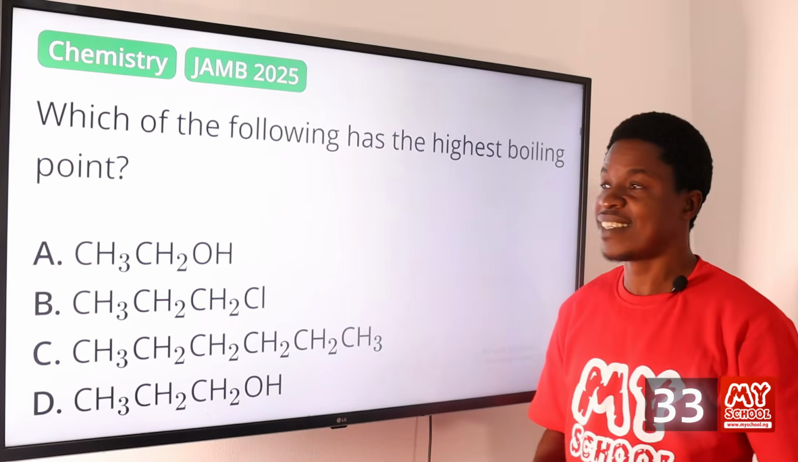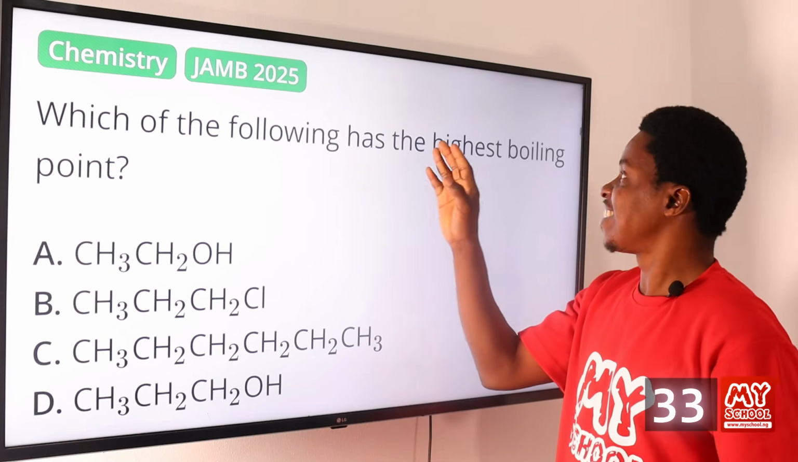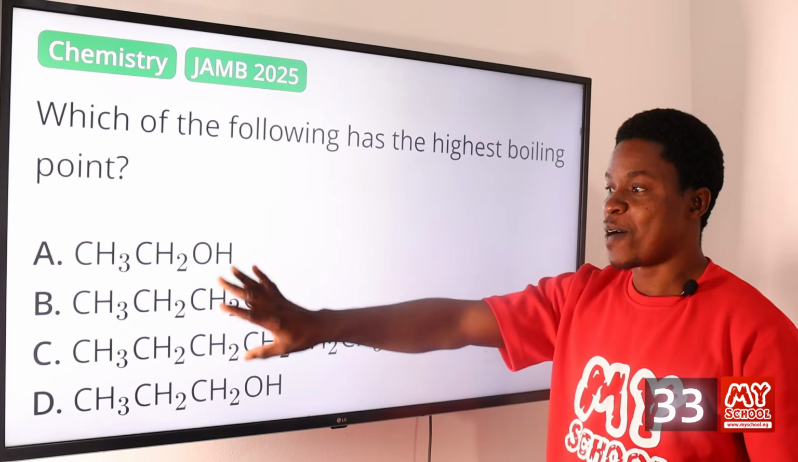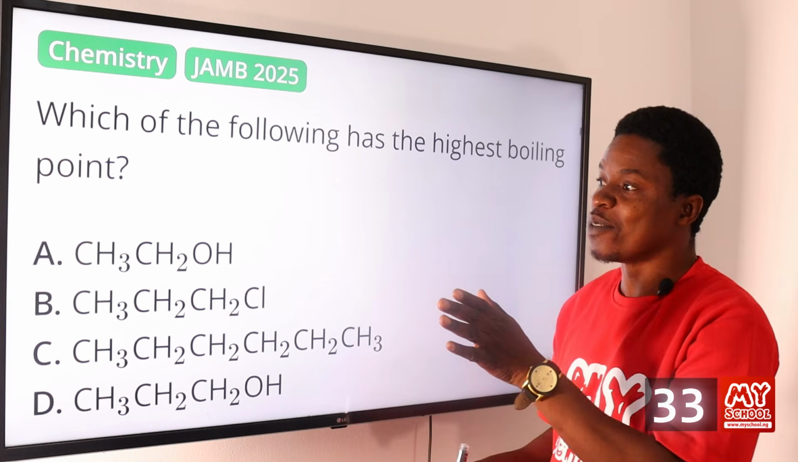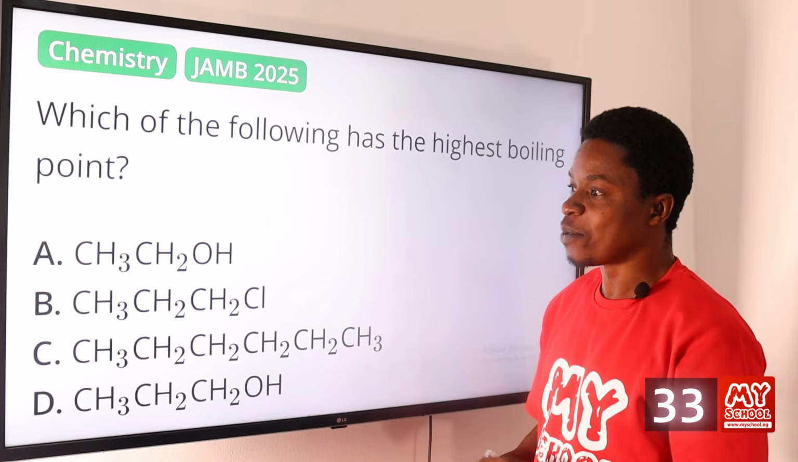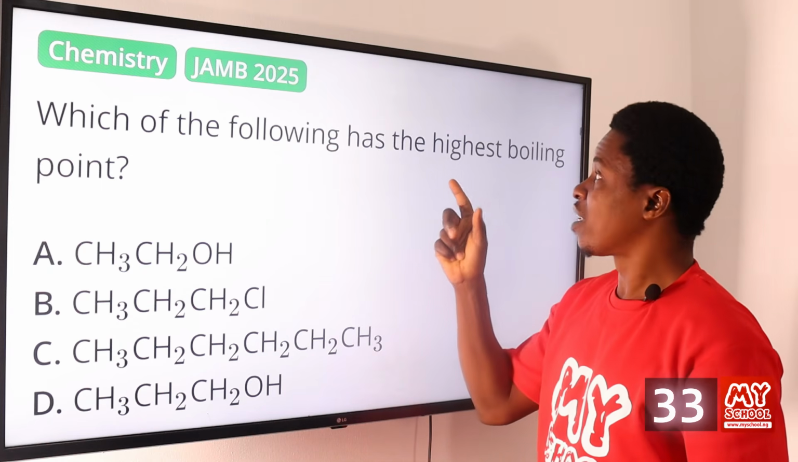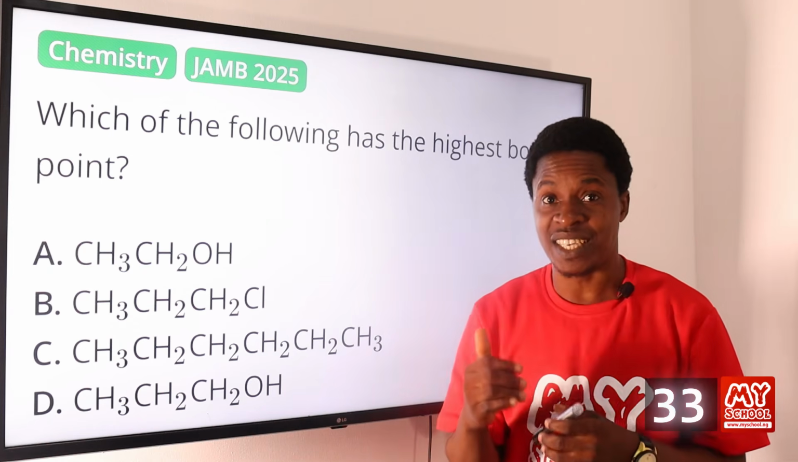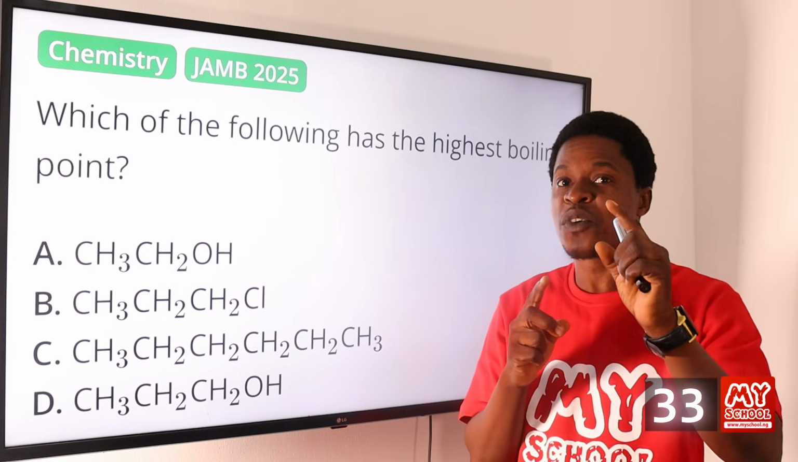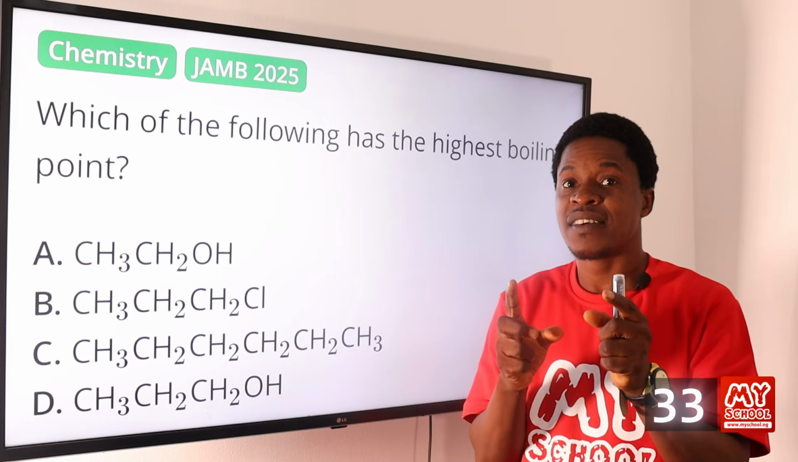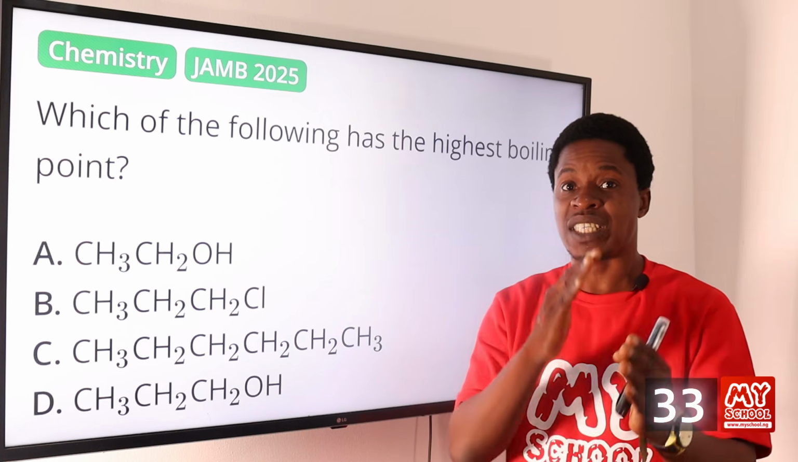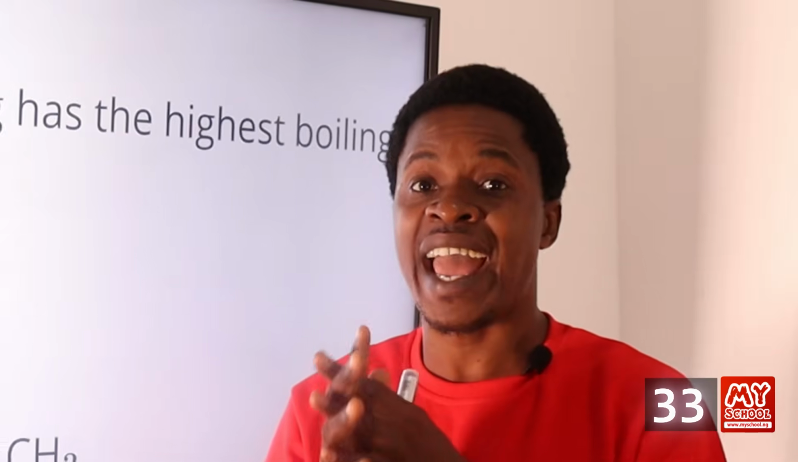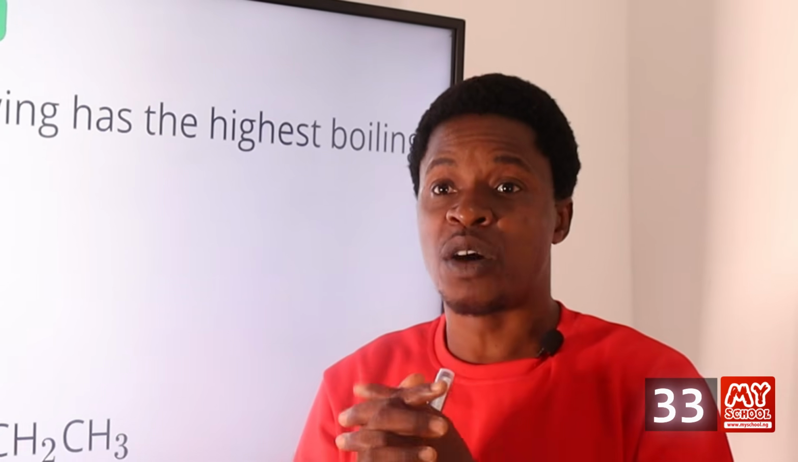Question number 33. Which of the following has the highest boiling point? Now, there's no point stretching yourself over this. So what we need to do first is look at the options we have. When we talk about boiling point, first of all, look for the ones that have hydrogen bonding, because compounds that have hydrogen bonding, that's the OH group, tend to have higher boiling points because of the intermolecular forces that hold that bond together.